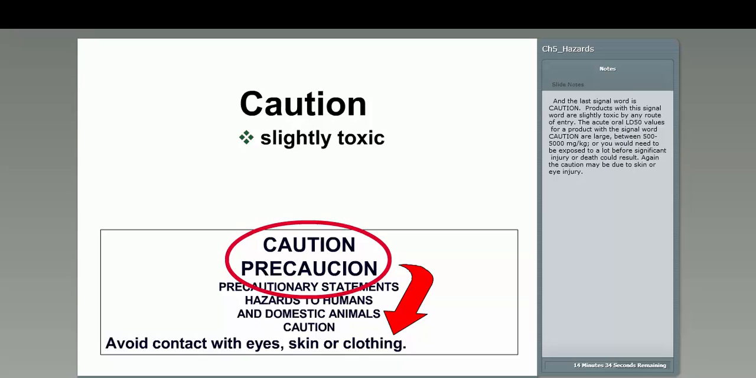And the last signal word is caution. Products with this signal word are slightly toxic by any route of entry. The acute oral LD50 values for a product with the signal word caution are large, between 500 and 5,000 milligrams per kilogram, or you would need to be exposed to a lot before significant injury or death could result. Again, the caution may be due to skin or eye injury.